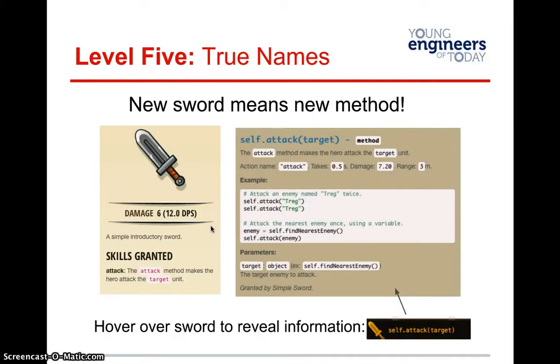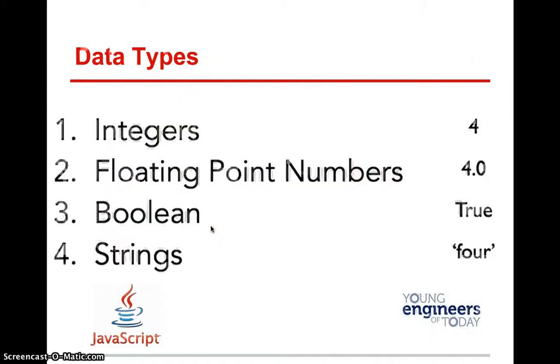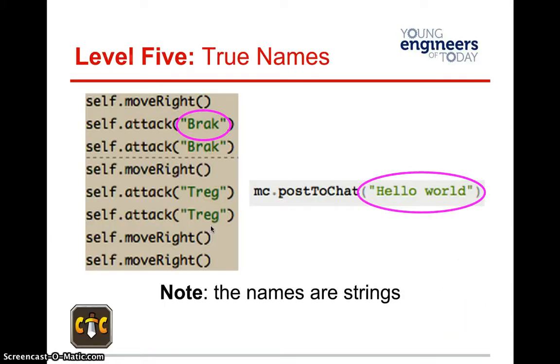All right, in level 5, True Names, and this is in World 1, new sword means new methods. If you hover over the tools, it shows you shortcuts on how to actually do the code for it. Some data types: integer 4, floating point number 4.0, Boolean true or false, string "4". Note the names are strings. Strings go in quotations.